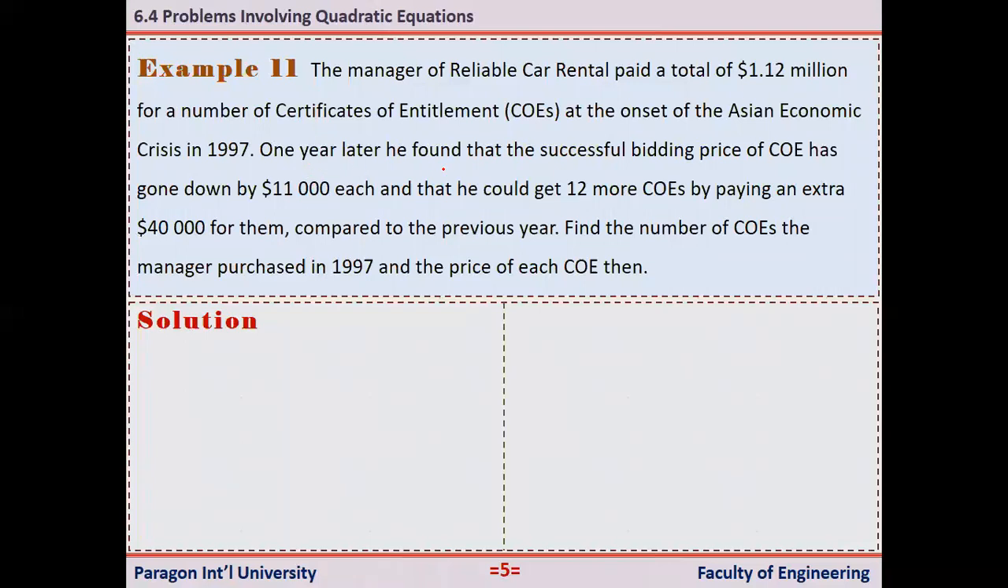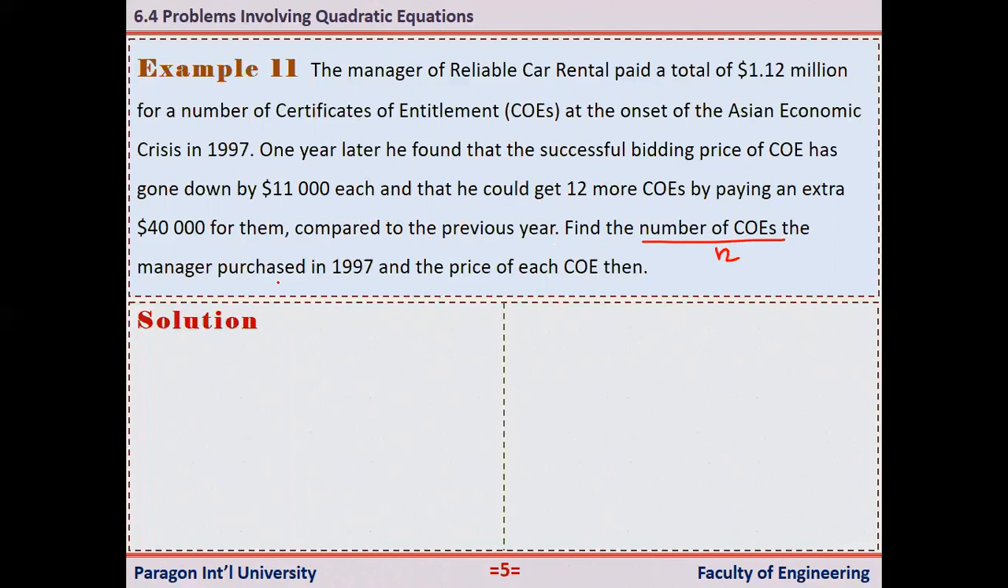One year later, he found that the successful bidding price of a COE had gone down by $11,000 each, and that he could get 12 more COEs by paying an extra $40,000 for them, compared to the previous year. Find the number of COEs. The first question is, find the number of COEs. Let's say it is N.